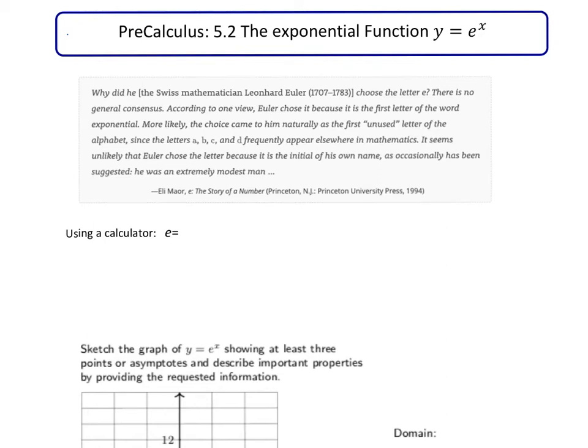Pre-calcers, we are on section 5.2. We're going to talk about the exponential function y equals e to the x. So first thing we're going to do is talk about what is e.